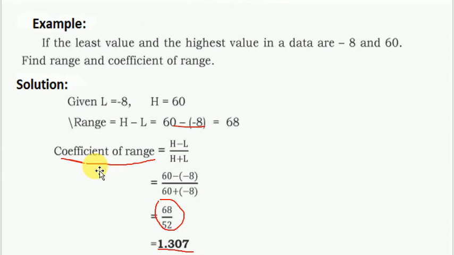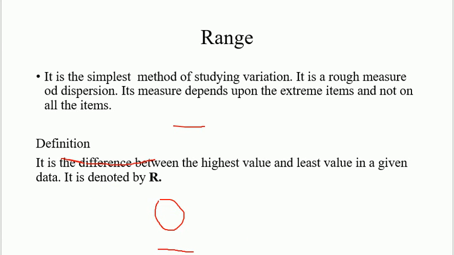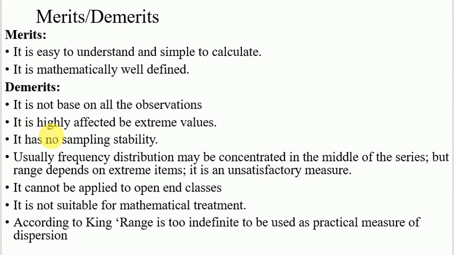So this is all for the day. This is very simple to understand. Once again I'll repeat: the difference between the highest value and the lowest value in a given data is called the range. The merits are that it is simple to understand, mathematical, and well defined. The one drawback is that it is not based on all the observations, it is only affected by the extreme values. It is not suitable for mathematical treatment, and it is not applicable to open-ended classes.